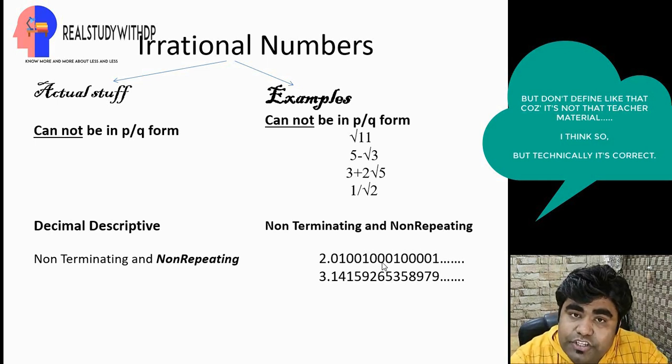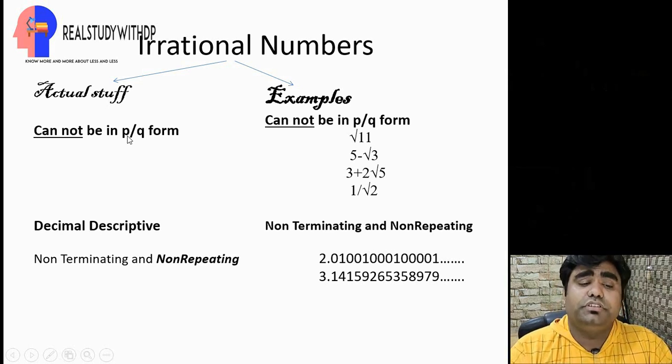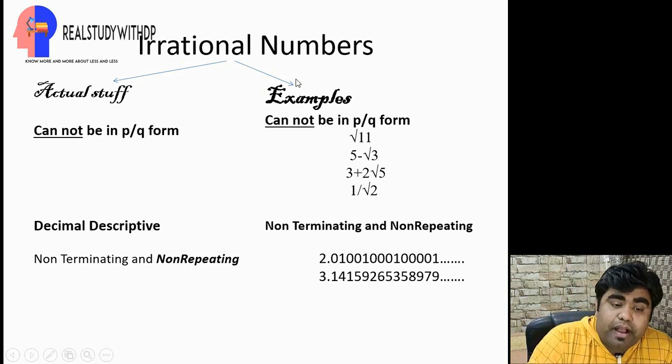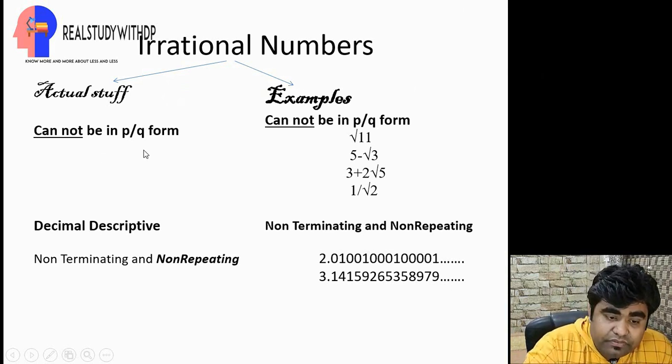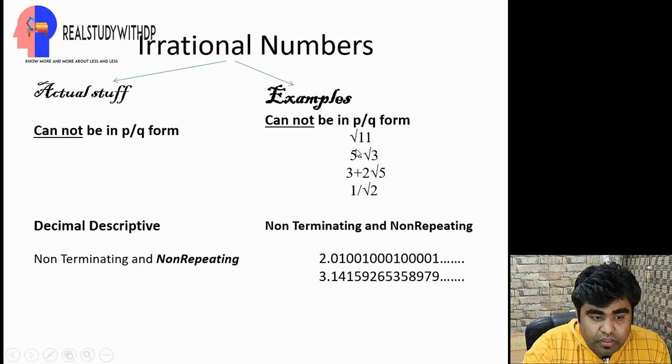As far as the P and Q form is concerned, an irrational number cannot be written in P by Q form. All right, P divided by Q, we can't represent irrational numbers like P over Q. So it cannot be represented as P by Q.